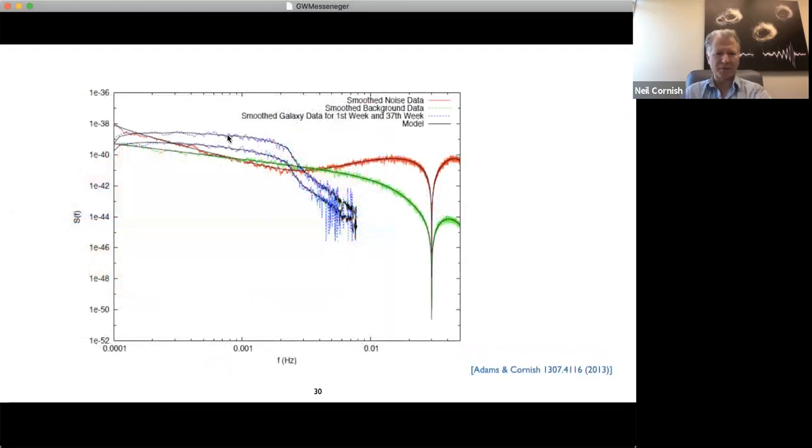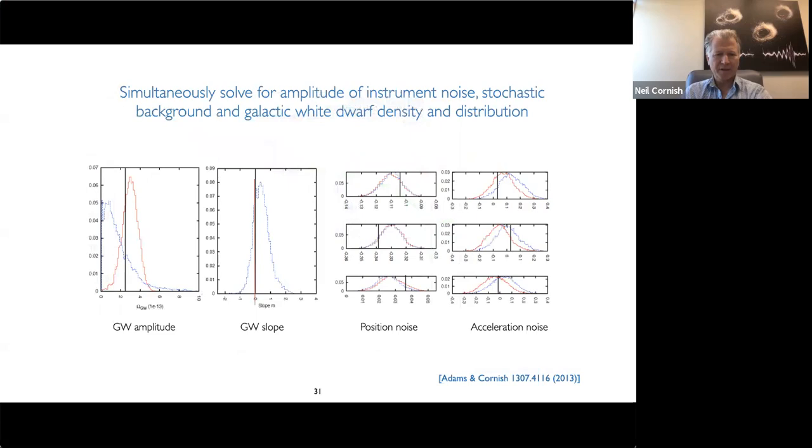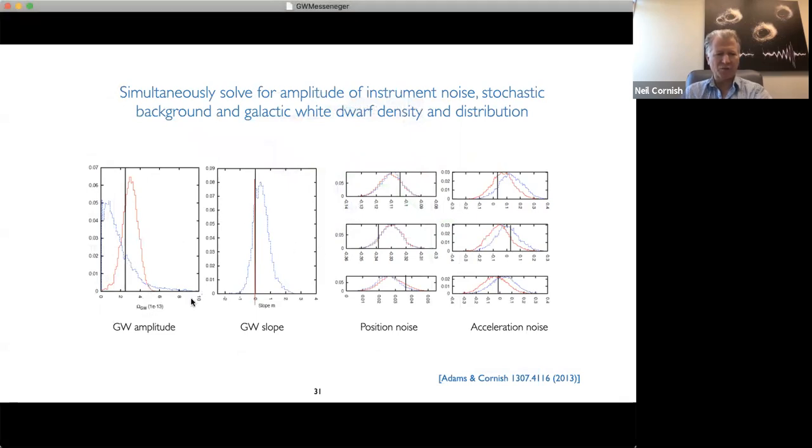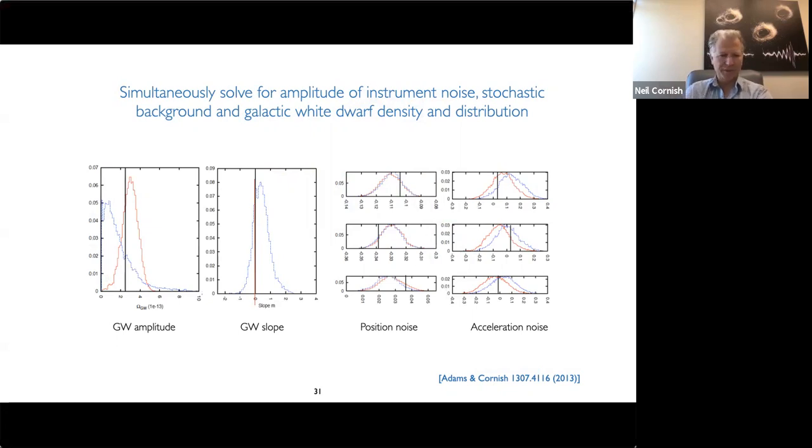And here's a plot showing this. You see the galaxy level varies with time over the year. Here's the simulated signal, and we're able to extract that signal with this spectral separation. And also we had a very good model for how this galactic component was varying in time, because we'd actually resolved the rest of the galaxy. And so we're able to then recover the gravitational wave amplitude and its slope, and also the noise parameters, all in a joint analysis. So this is the kind of thing that we're going to do in the full LISA analysis.